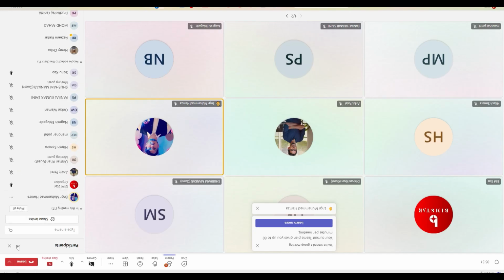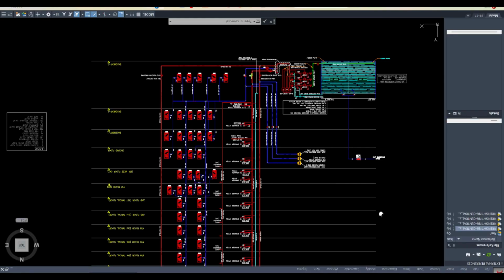Basically, fire and life safety is a system which is designed to protect life in the case of fire in the building. Simple. There are two kinds of fire and life safety system. One we call the active system and another we call the passive system.